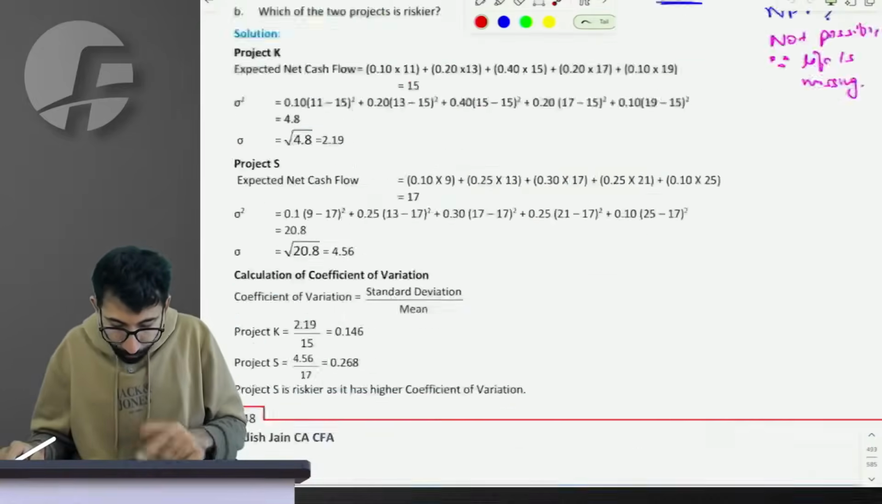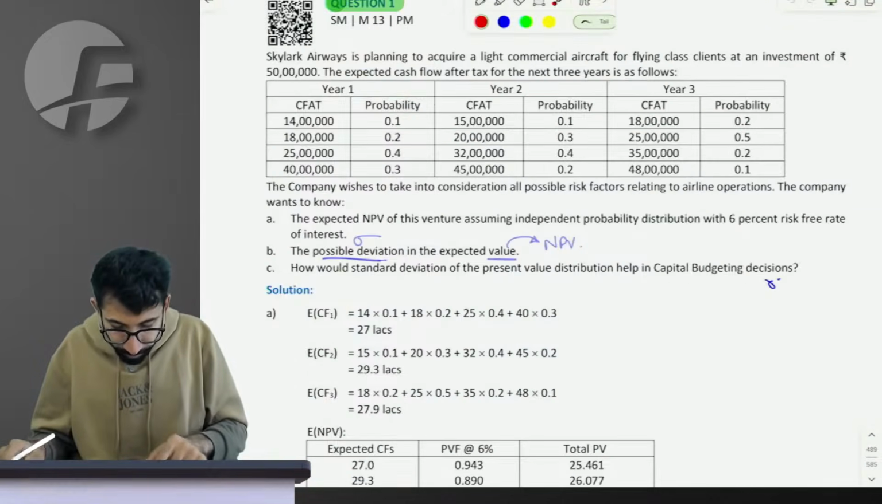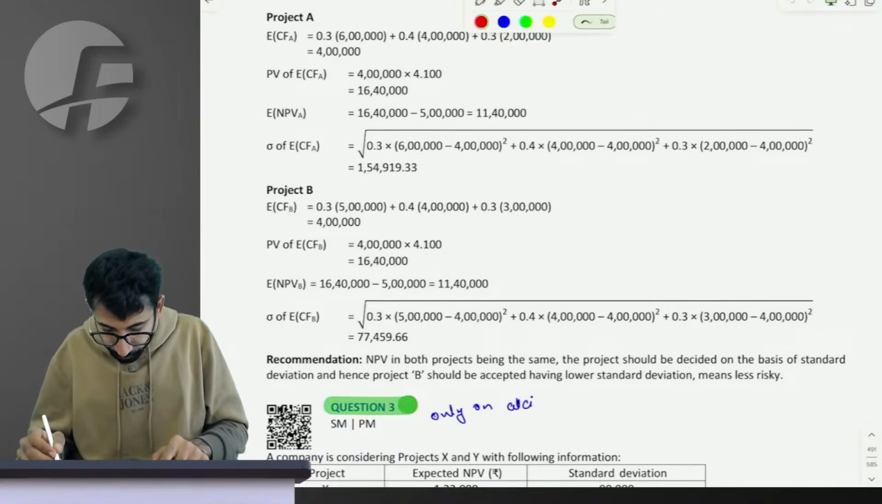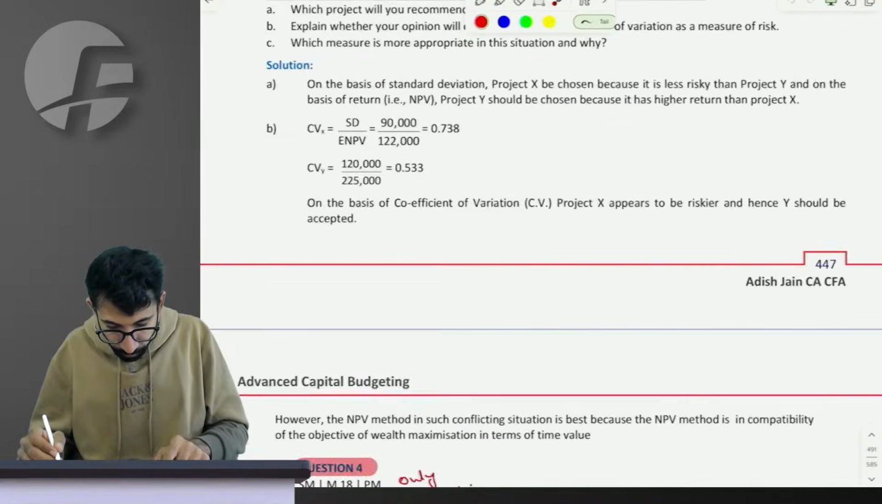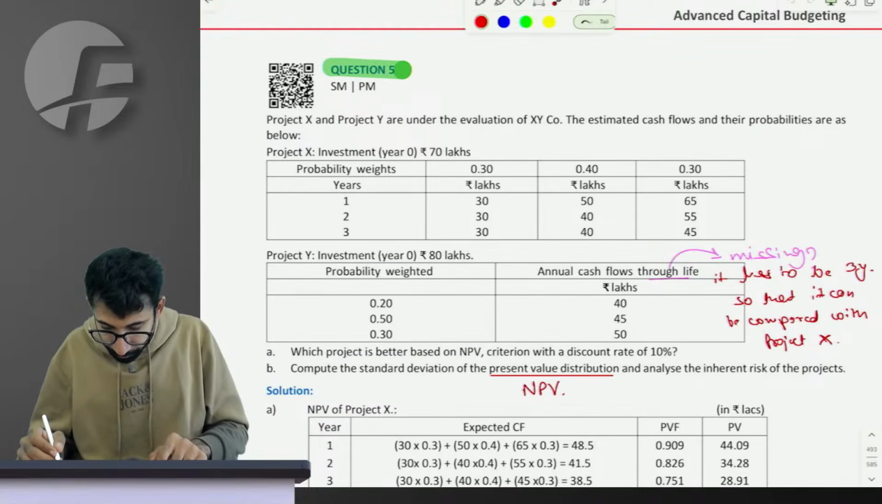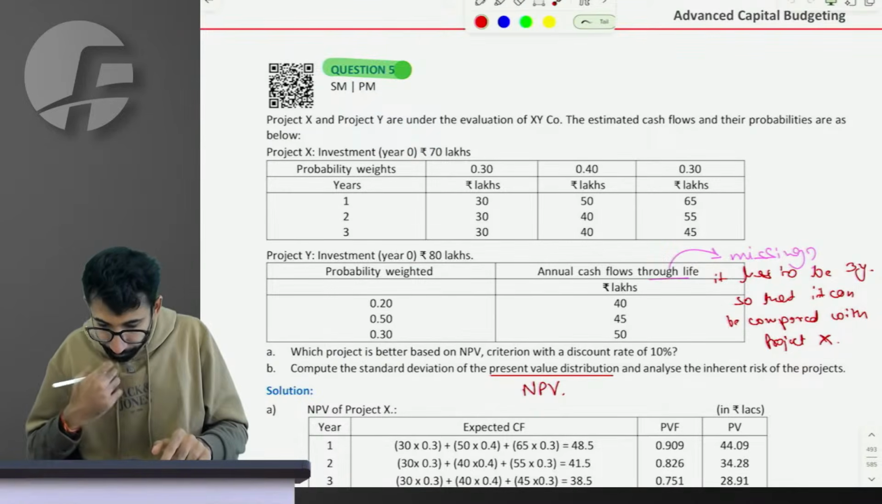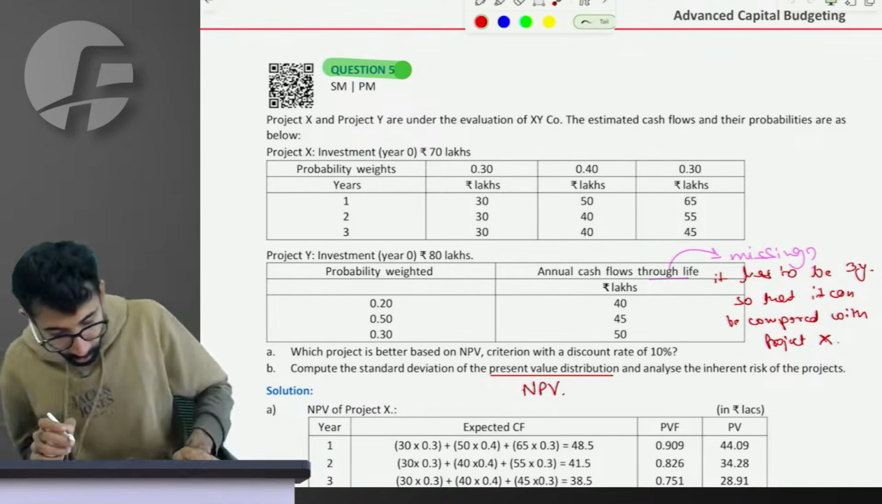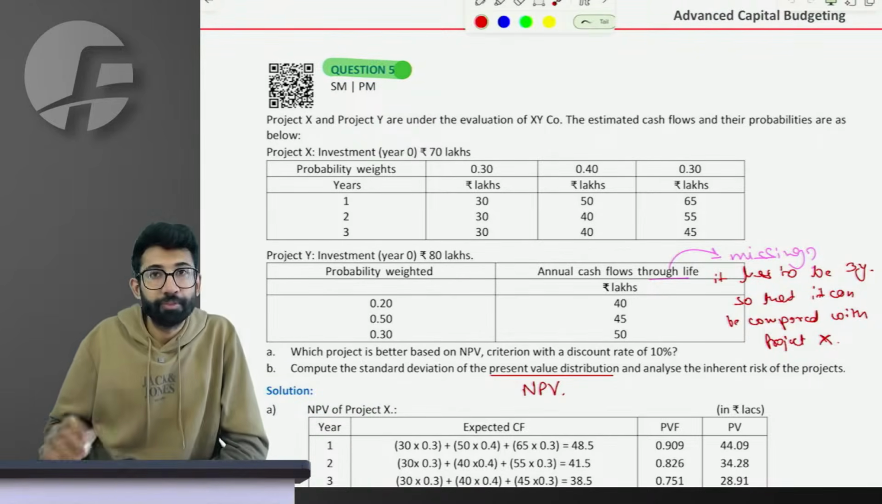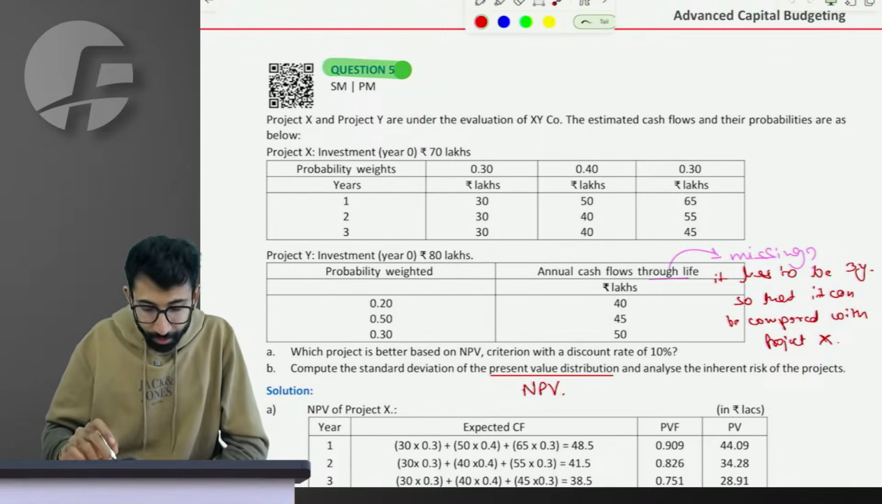Let me check. First question is actually the same as what we have done. Second is also. Cool. So let's solve question number 5. Question 1 is exactly the same as what we have done. Let's solve question number 5.